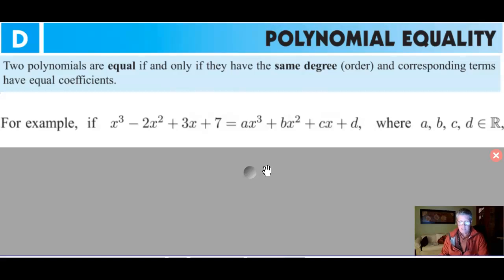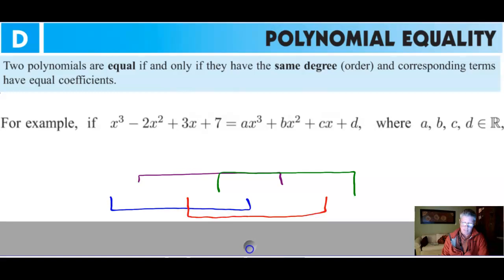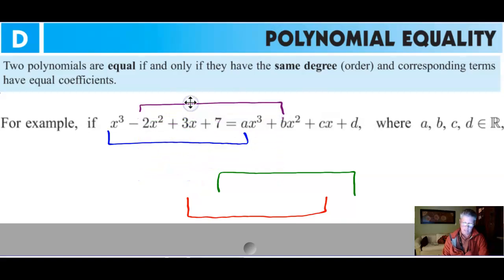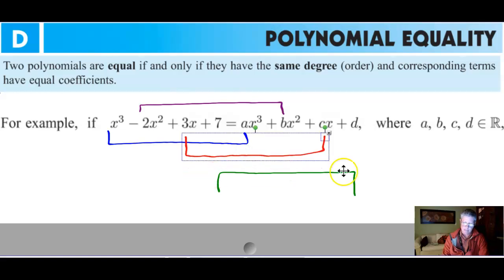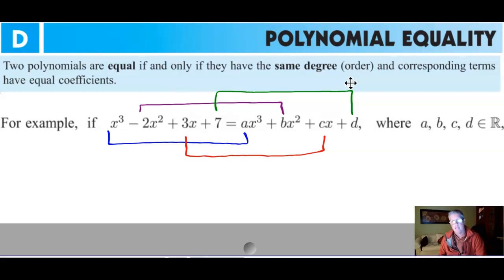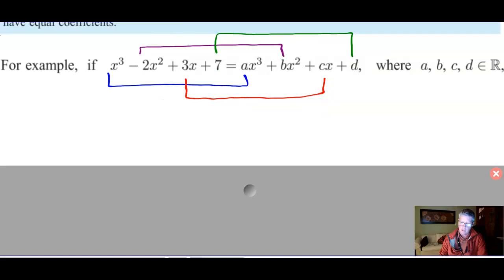If you have something this straightforward, life's good. I've got some visuals for us. This is saying that A is equal to 1. This is saying that B is equal to -2. This is saying that C is equal to 3. And our good friend D is equal to 7. So it's all about everything in front of the x cubed on one side equals everything in front of the x cubed on the other. It's called comparing coefficients.